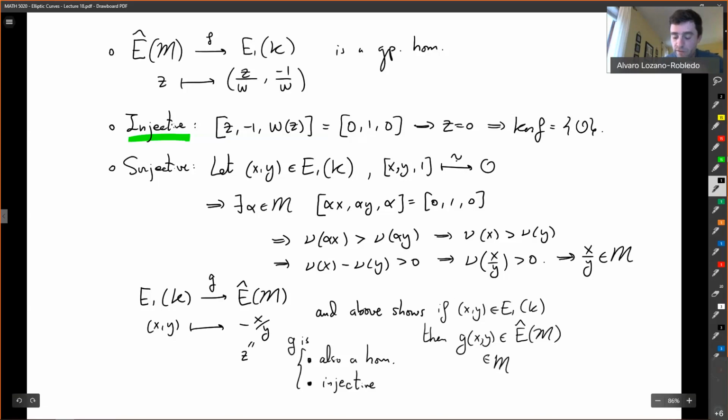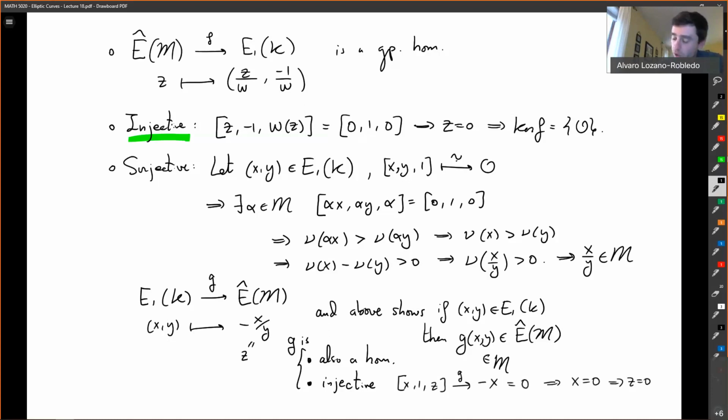It is also injective because if xy maps to O, then I can actually write my point as x, 1, z. Okay, this is just going to map through G to minus x, and if this is 0, then x is 0, and therefore z has to be also 0. There's only one point.